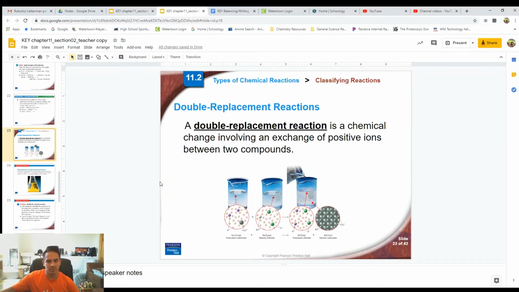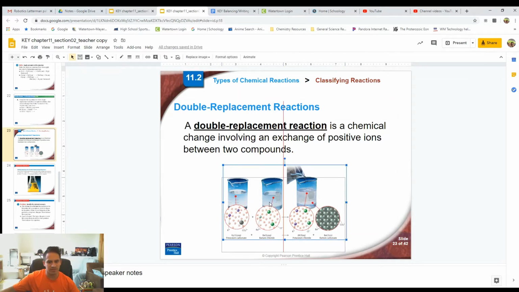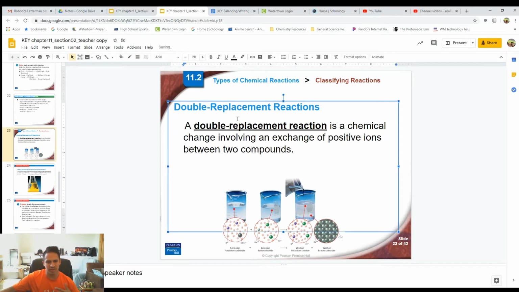The next one here is double replacement. So this is going to involve an exchange of positive ions between 2 compounds. This one, I like to think of as like 2 couples that are dancing, and each partner swaps with the other one.